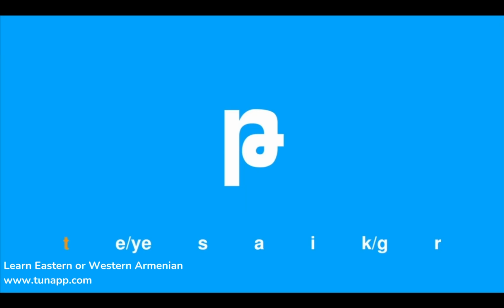T, that's right, the one we just learnt. T in otyak or otyag, meaning lodge. What about this one? Can you remember what this letter is in Armenian?